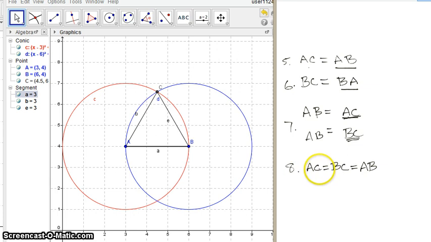So let's take a look at what we just proved. We proved that AC and AB are equal to each other because they're the radii. We also proved that BC is equal to AB because they're the radii of a different circle. And we proved that since both of these, AC and BC, are equal to AB, all three of them are equal to each other. That means that we have an equilateral triangle, since the definition of an equilateral triangle is that it is three equal sides.